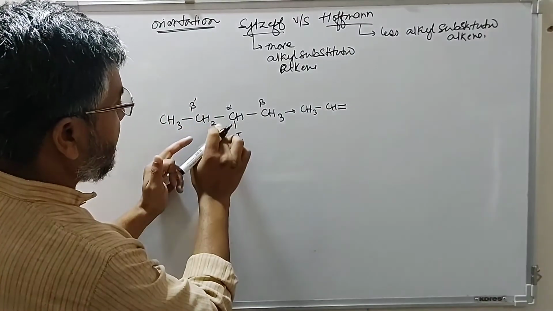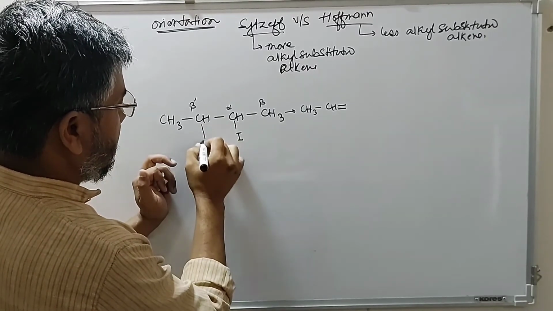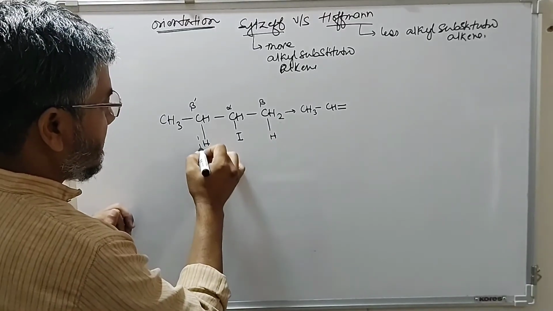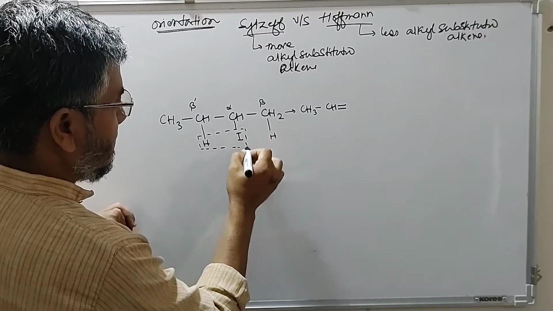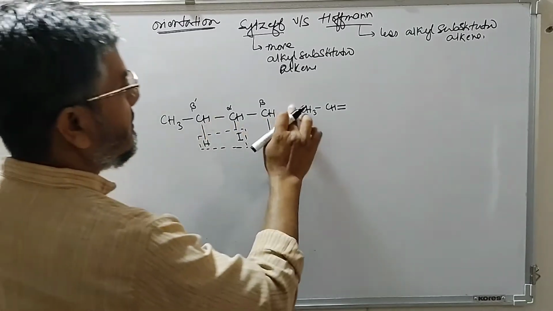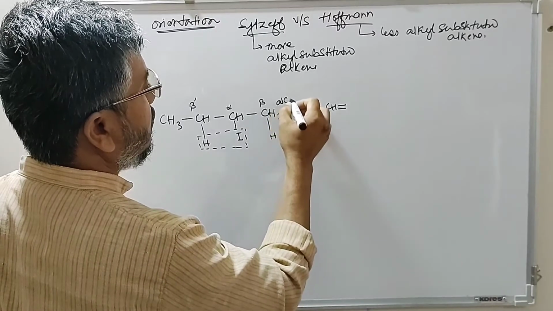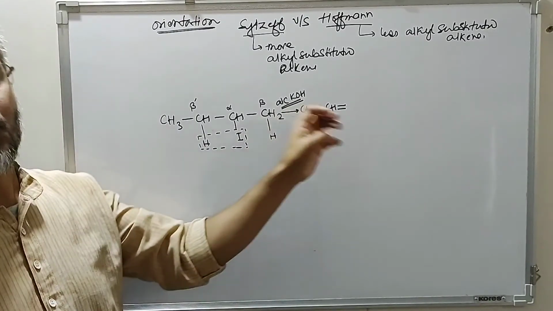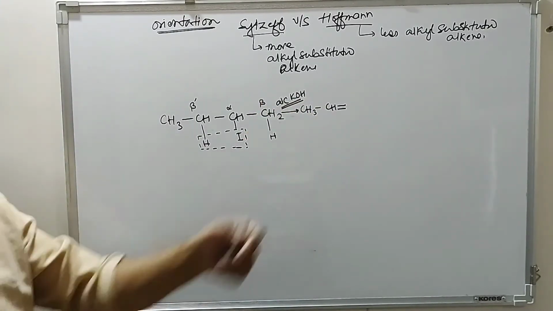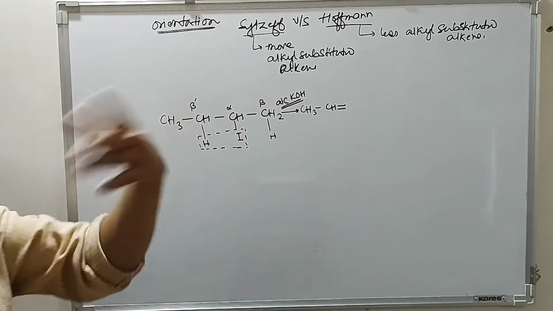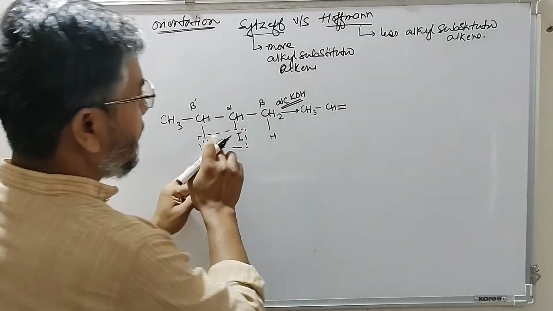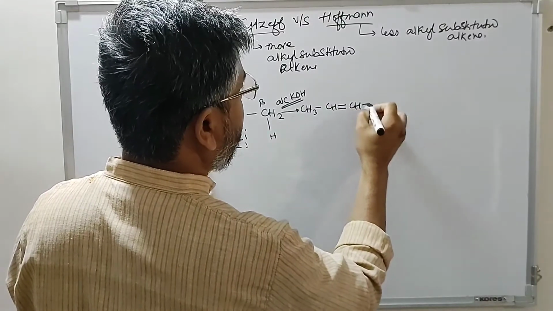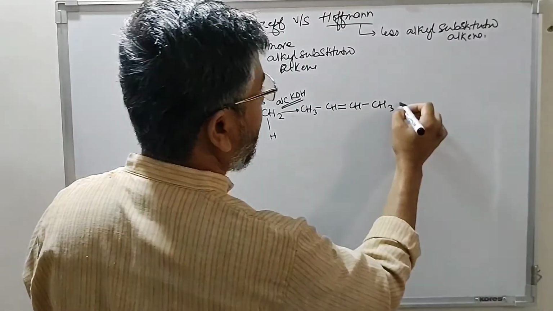So we have to remove HI from this. Either we can remove this. So if you remove this, we require, look at this, alcoholic KOH. In most of the reactions we use this alcoholic KOH. Alcoholic KOH is a strong, concentrated base. Don't use aqueous KOH. You have to use alcoholic KOH, which is a strong base. So if we remove this, then we get a double bond here, CH3, CH3, that is one product.